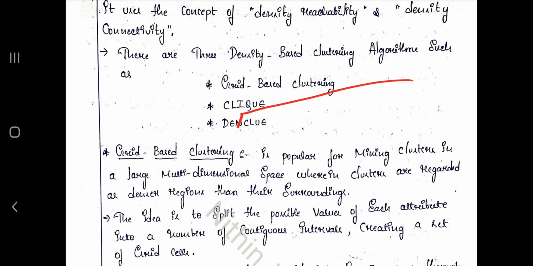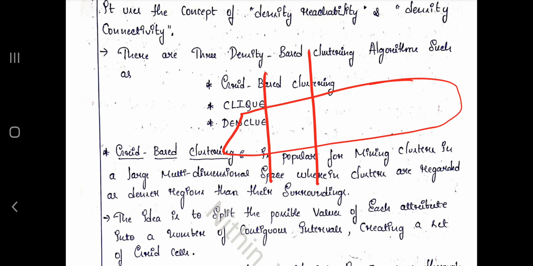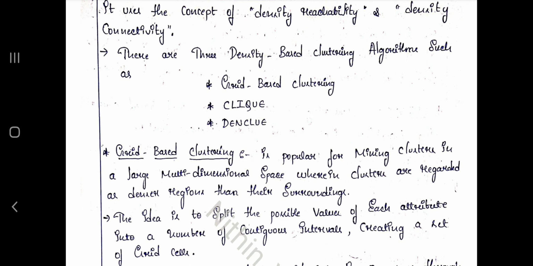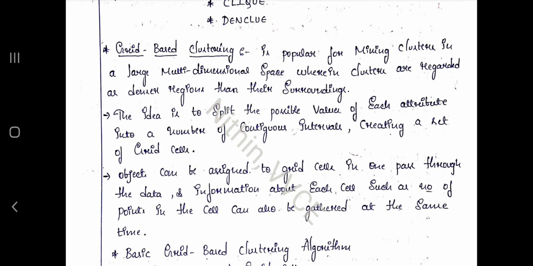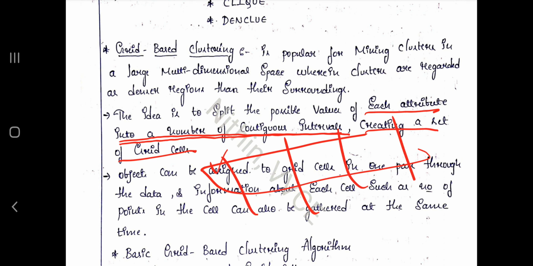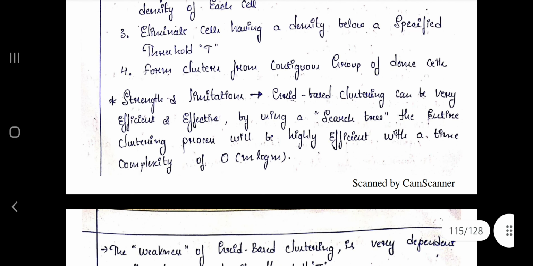What is the key point you will mention in the exam regarding grid based? You will have the data here, and these data will be divided contiguously. Contiguously means continuously. The same thing I have written here also: each attribute will be divided into a number of contiguous intervals, creating a set of grid cells. Each of these is called a grid cell. When the grid cells are created, you will assign the data values to each of these, depending on which cell each belongs to, based on the density. That's all that grid based is. That much only you have to remember and expand in your own words.